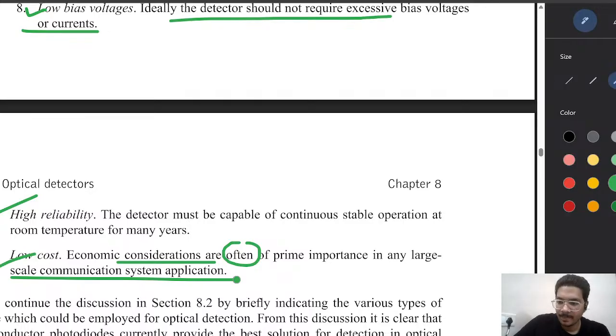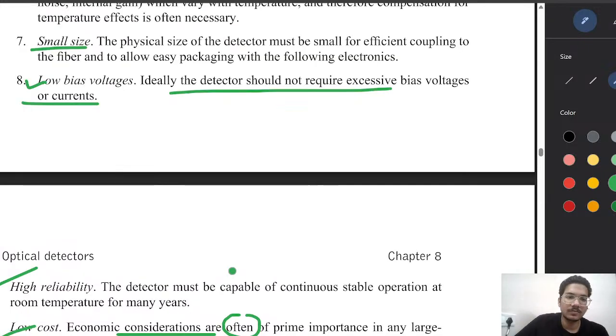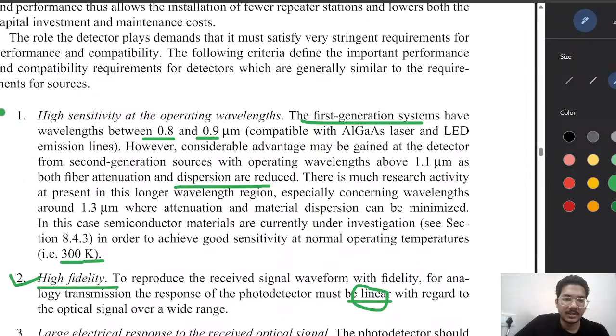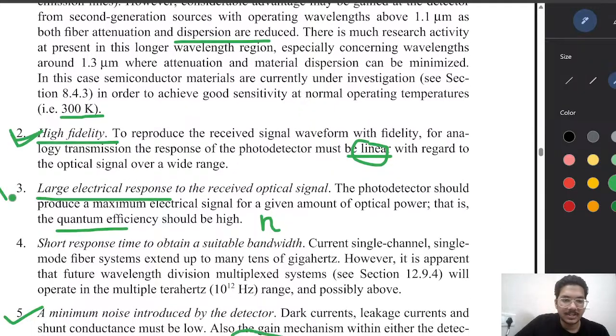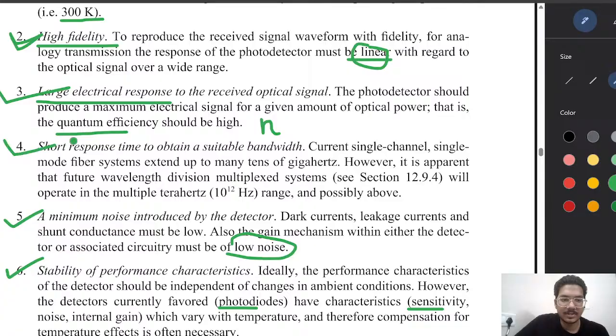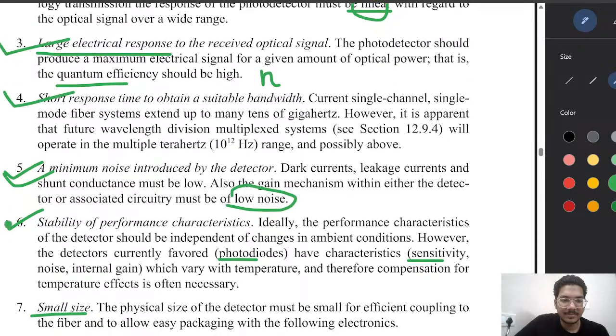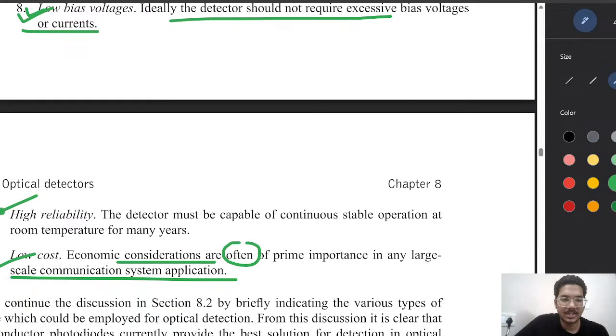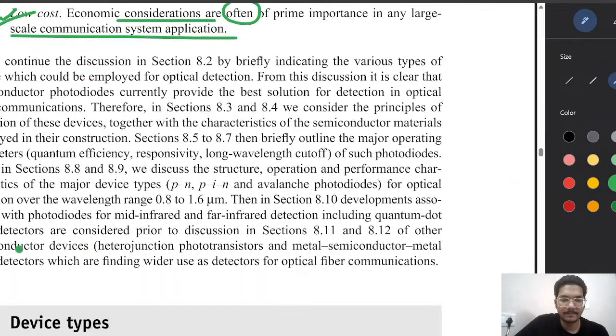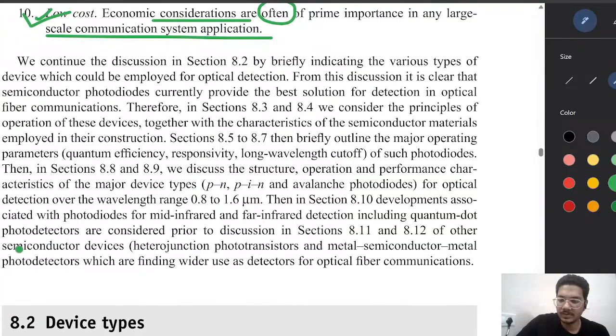Okay, so a detector must satisfy these 10 very strict requirements. High sensitivity at the operating wavelength, high fidelity, in which input power is directly proportional to the electrical output, linear. Large electrical response at the receiver, fast response time, minimum noise, stability of characteristics, small size, low bias voltage, high reliability, low cost. Okay, so these are the 10 things.